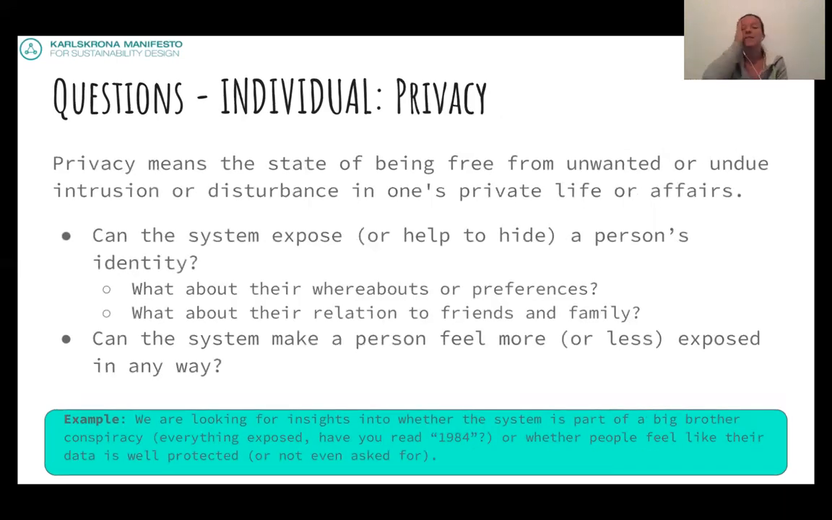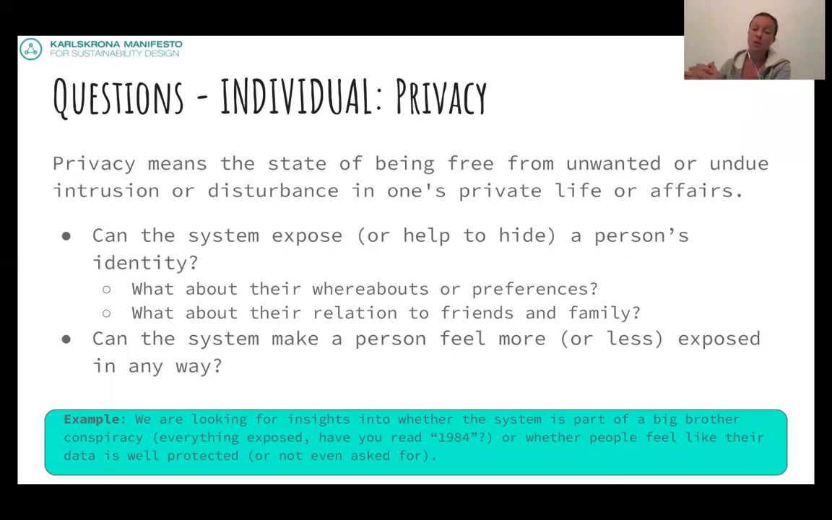Next one, privacy. Privacy means the state of being free from unwanted or undue intrusion or disturbance in one's private life or affairs. Can the system expose or help to hide a person's identity? What about their whereabouts or preferences? What about their relation to friends and family? Can the system make a person feel more or less exposed in any way?